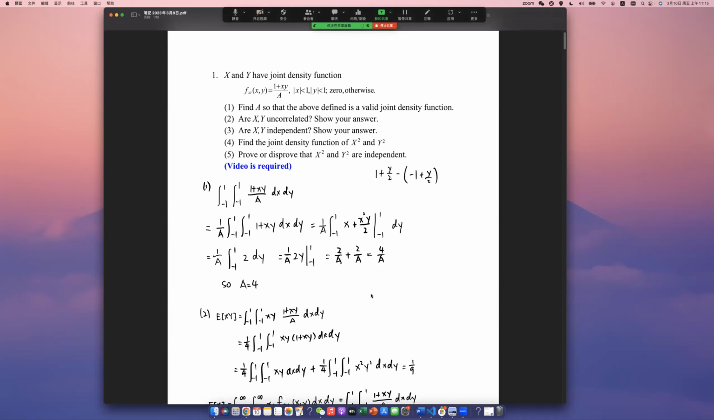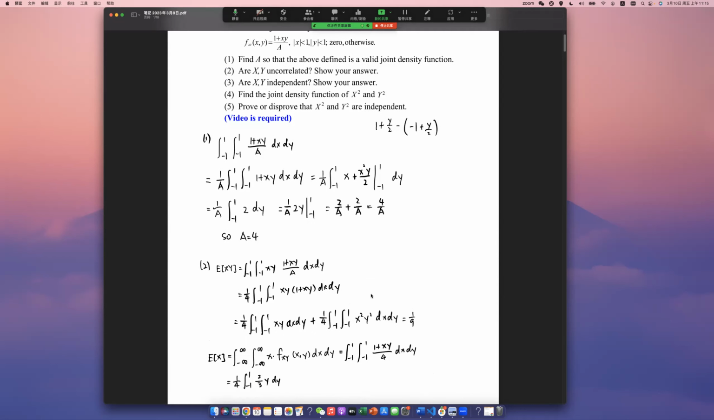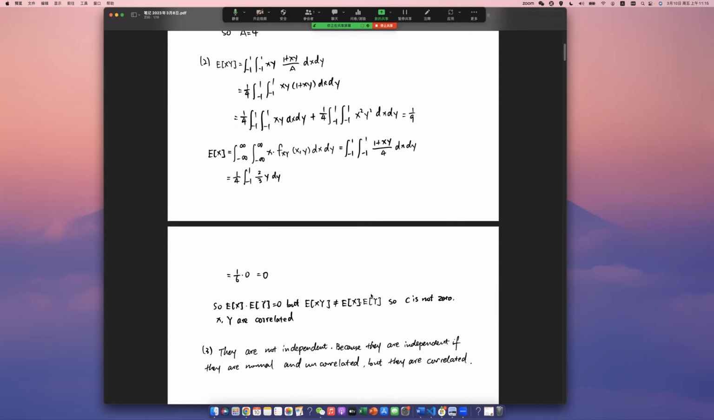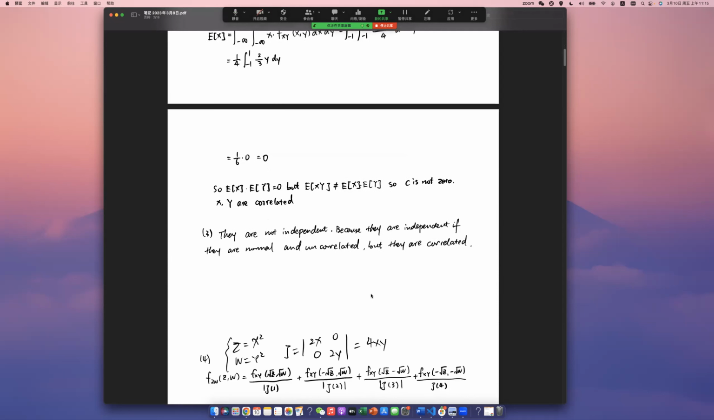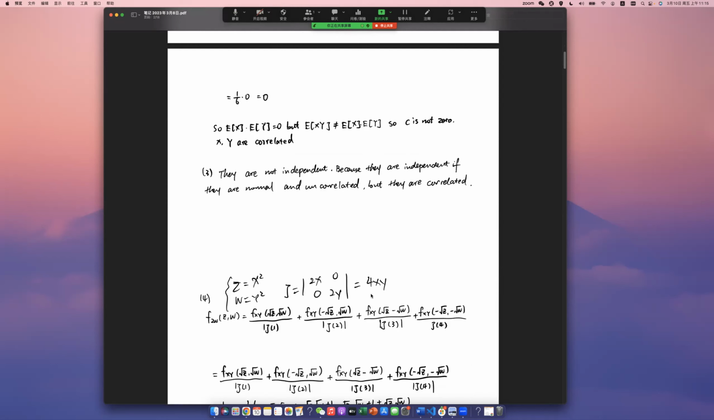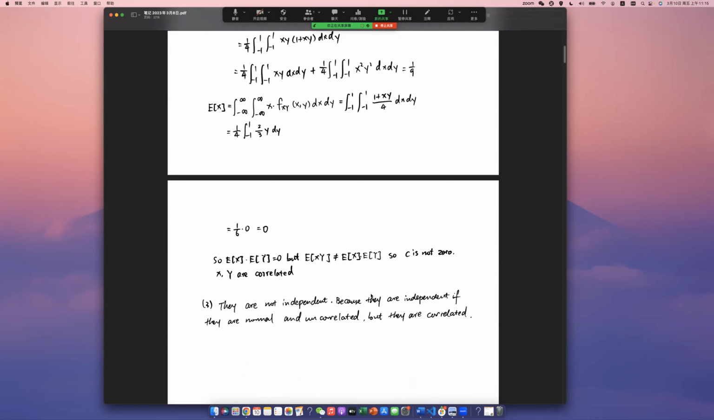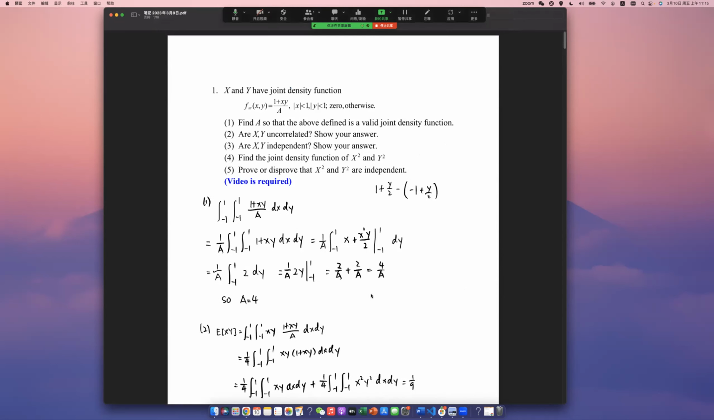So for part 3, it asks if they are independent. In order to determine if two variables are independent or not, we need to see if they are correlated and if they are normal. So in this question, they are not independent.